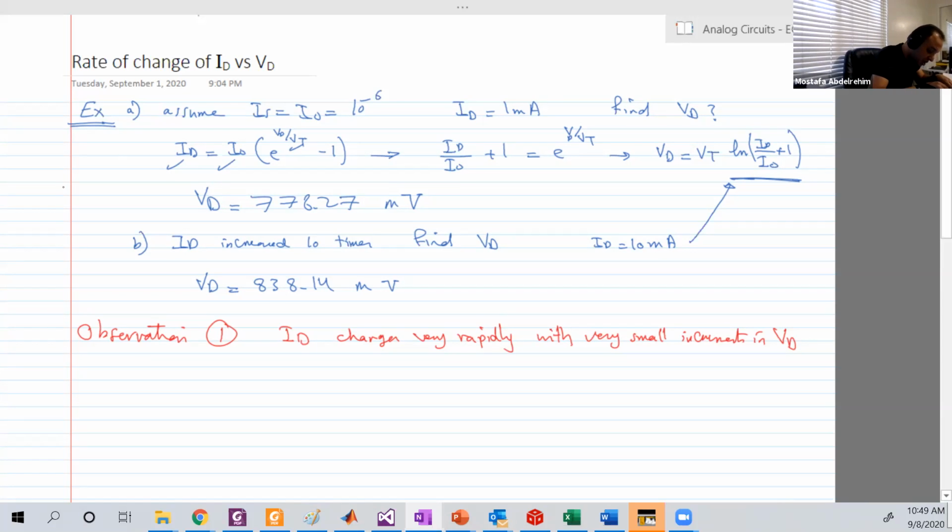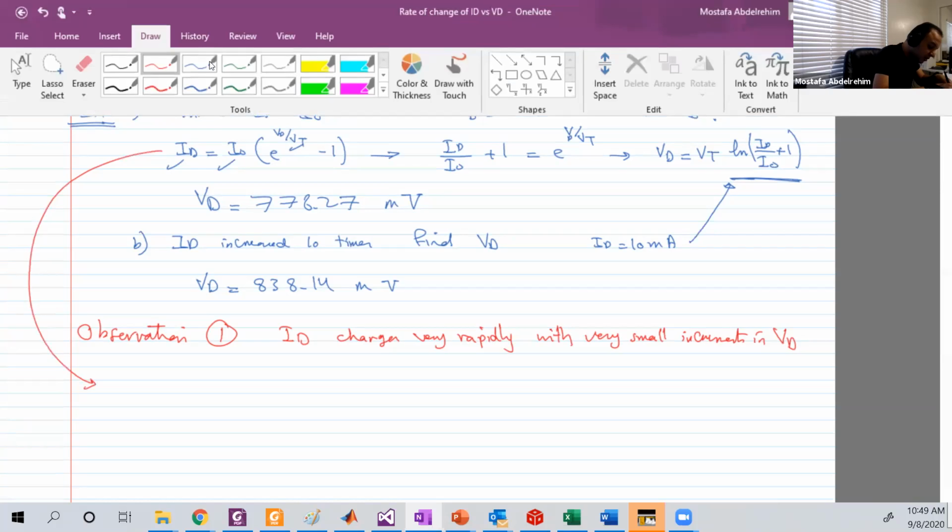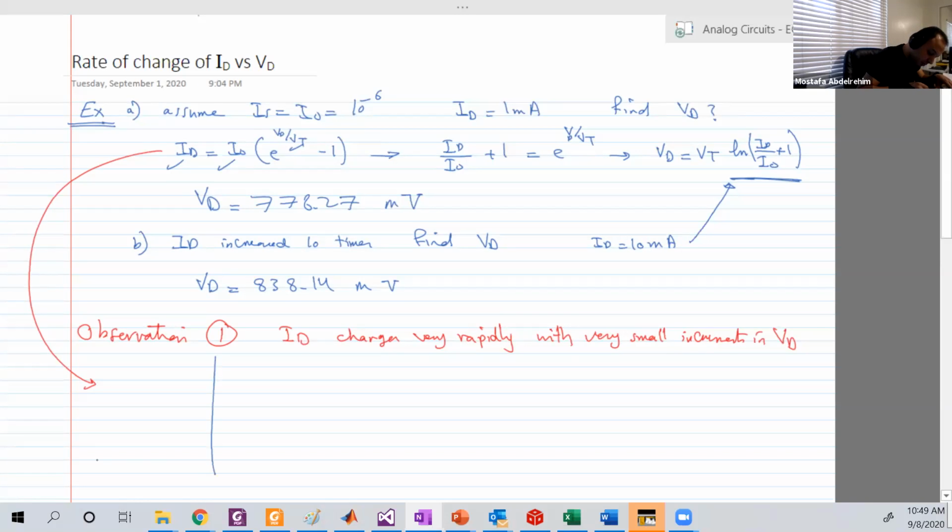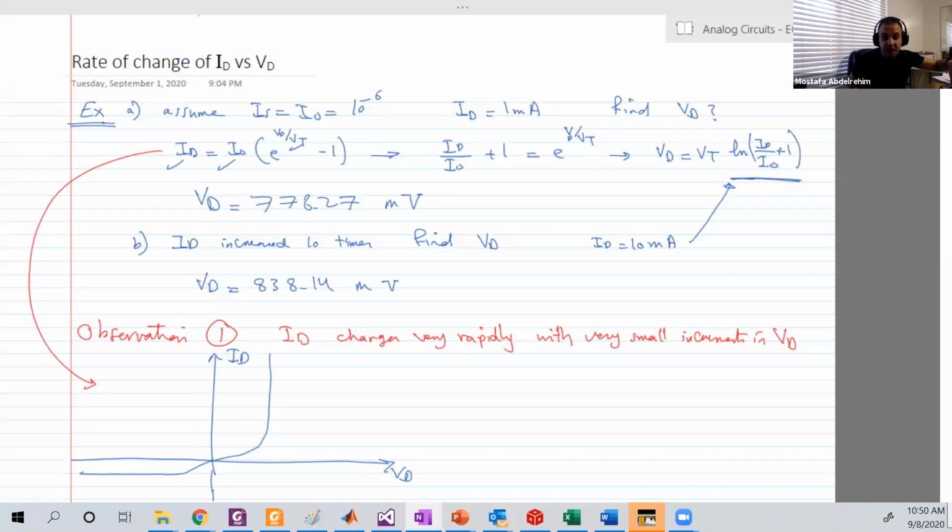If we draw this relation here, let's sketch it, let's plot it, and see. VD, ID, if you draw this equation, it will be something like this. Just put numbers for VD from minus infinity to infinity, plug them in the equation, get the ID, and draw both together, point by point. You will find it's something like this.